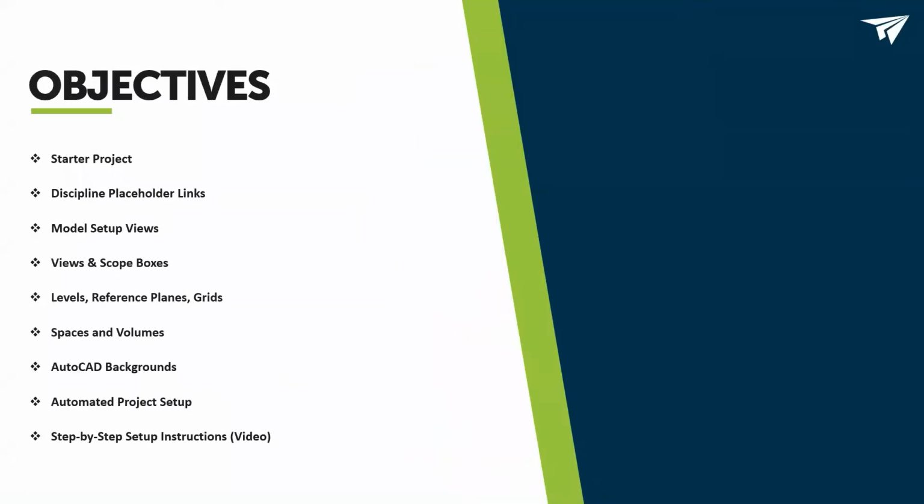So today we're going to talk about the starter project, and then most everything else is sort of related to the sample project. We'll go through discipline placeholder links, how they work, model setup views, views and scope boxes, levels, reference planes and grids, spaces and volumes, AutoCAD backgrounds, automated project setup using Dynamo, and step-by-step setup instructions with a video.